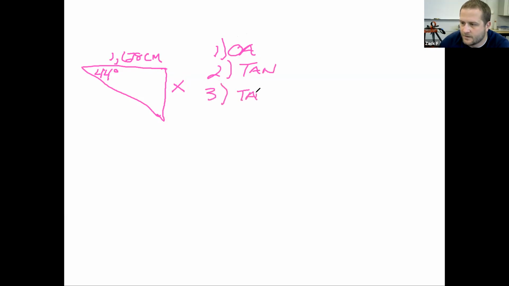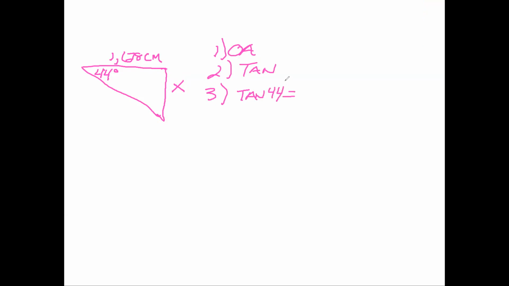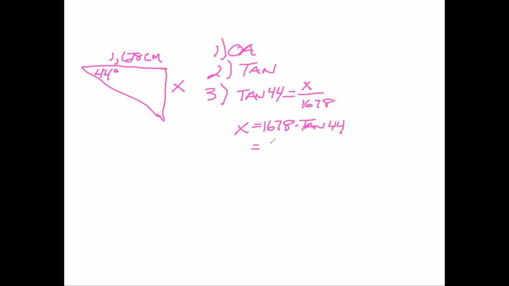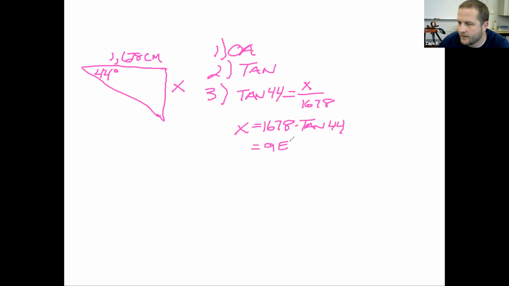Step 3 is tangent of 44 equals X over 1,678. Solve for X. X equals 1,678 times the tangent of 44. And what are we left with? 1,620.43 centimeters.